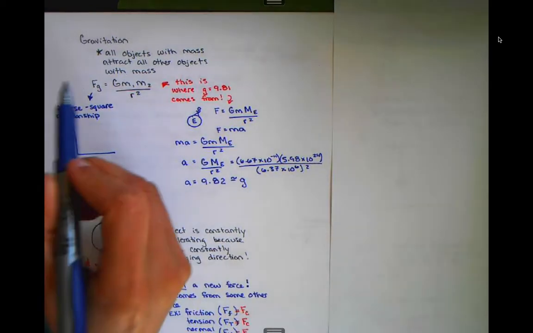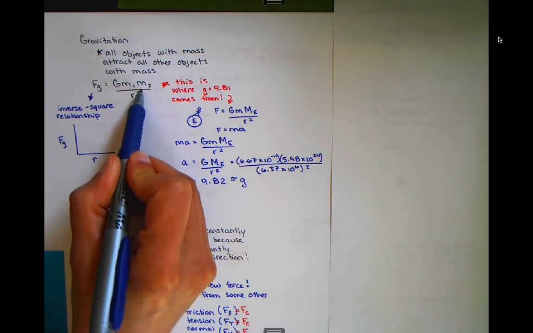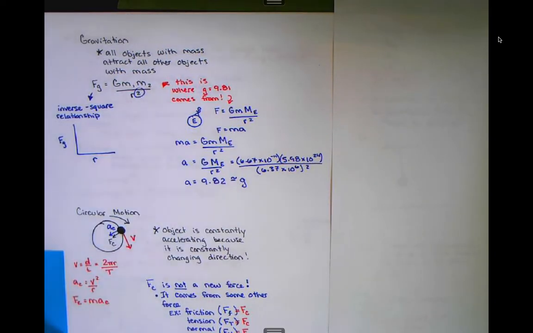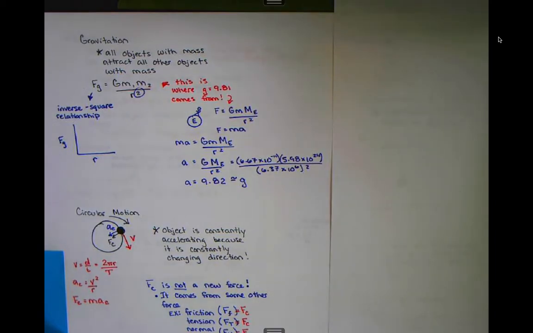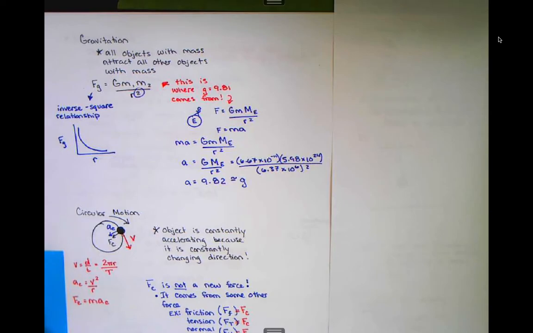Good to know. The other thing, this is an inverse square relationship, right? This is a squared value. So you need to know what these graphs would look like. So as the distance between these objects increases, the force decreases exponentially. So you have something that looks like this.